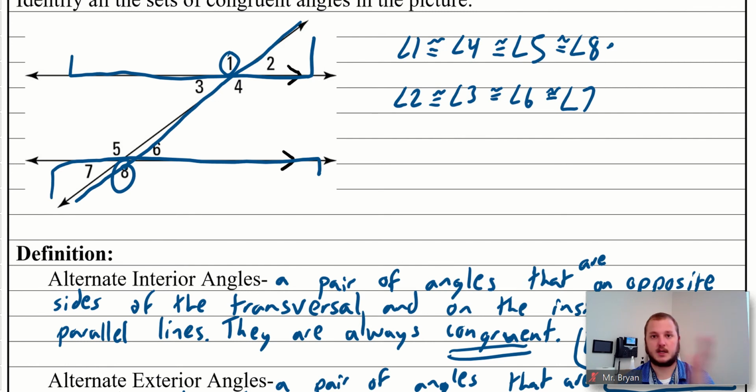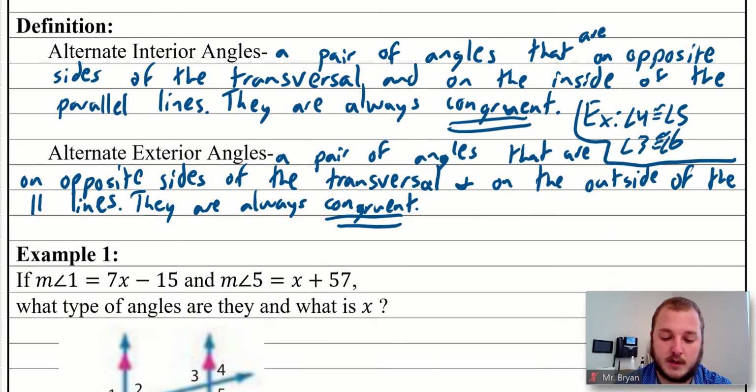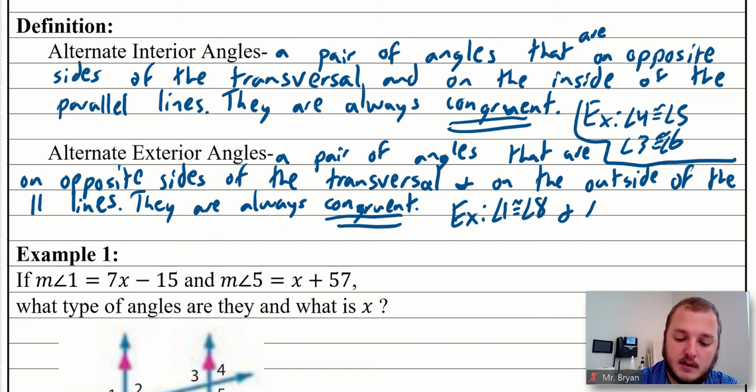It's on opposite sides of the transversal. And then another example here would be angle 2 and angle 7. So I'll scroll down and write those. Examples here, we can say angle 1 is congruent to angle 8, and angle 2 is congruent to angle 7.